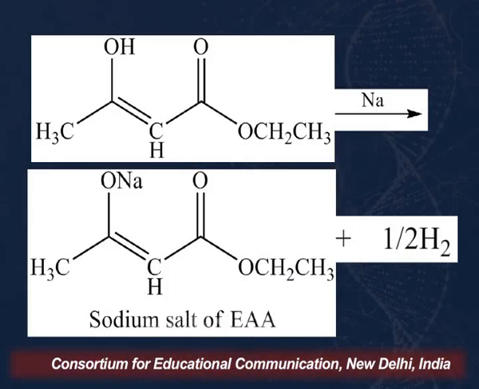when the sodium salt of ethyl acetoacetate was formed and hydrogen was evolved. As you can see on your screens, the reaction of the enolic form of ethyl acetoacetate with sodium is shown. When the sodium salt of ethyl acetoacetate is formed, along with evolution of half mole of hydrogen, this clearly indicated that this molecule has a hydroxyl group in it.